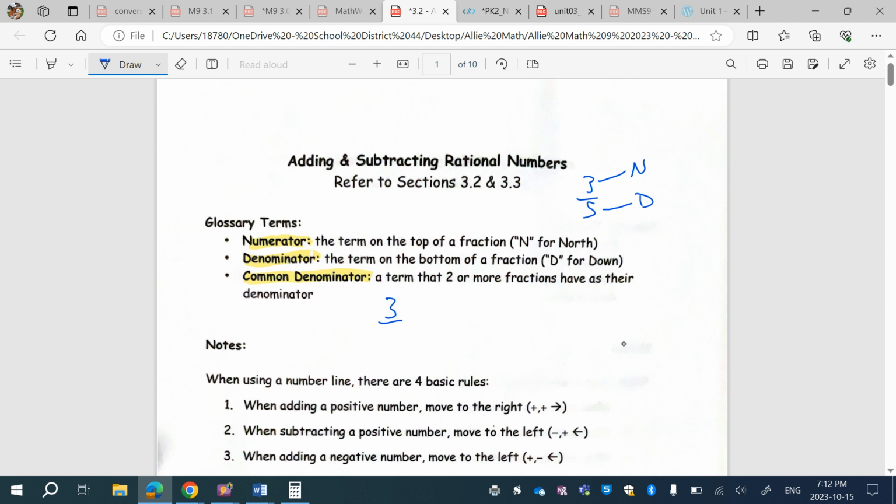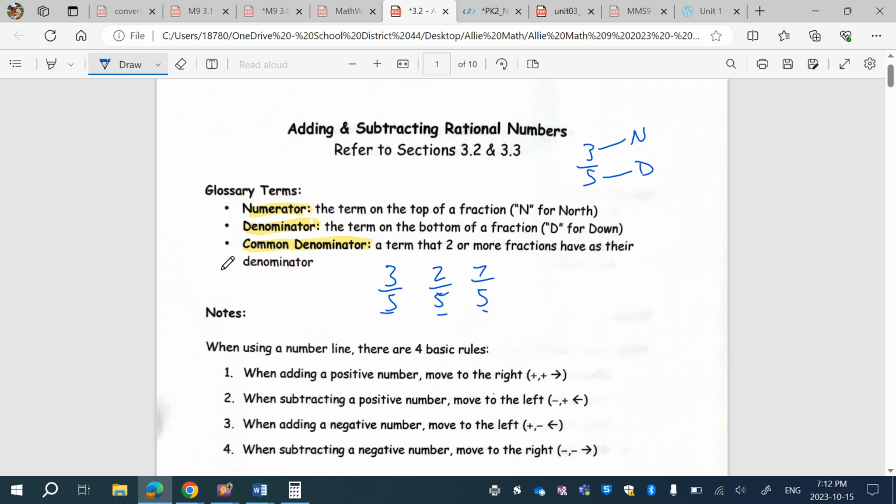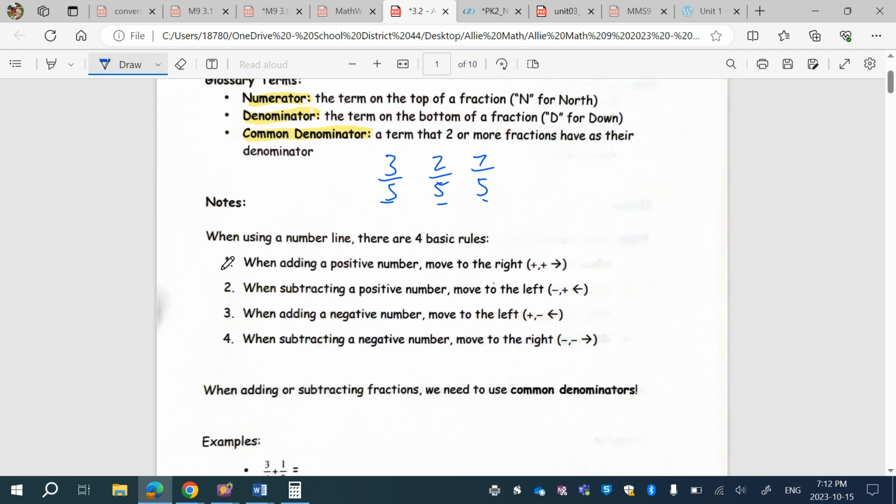So if we had 3 over 5, and we also had 2 over 5, and we also had 7 over 5, they have a common denominator of 5. Important to remember because when we get to adding and subtracting fractions, we need to have a common denominator to do that. So when using a number line, there are 4 basic rules.